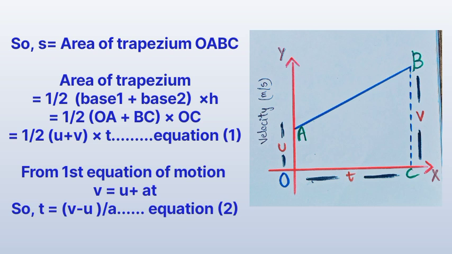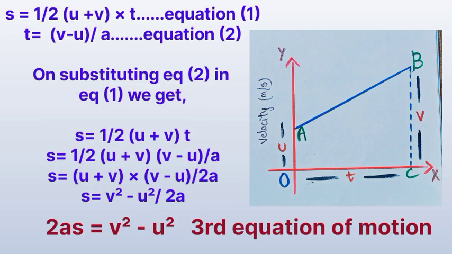So t equals (v minus u) by a. This is the second equation. On substituting equation 2 in equation 1, we get s equals half into (u plus v) into t. In the place of t, we will write (v minus u) by a. So half into (u plus v) into (v minus u) by a. S equals (u plus v) into (v minus u) by 2a.